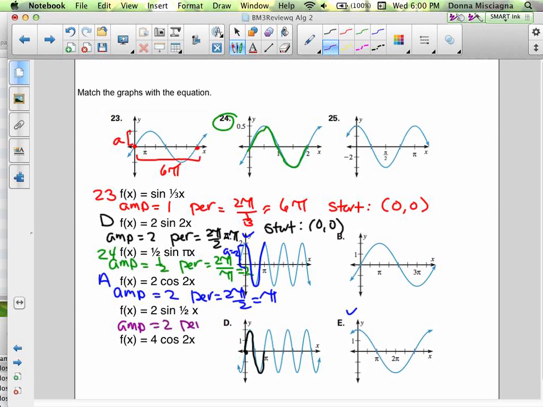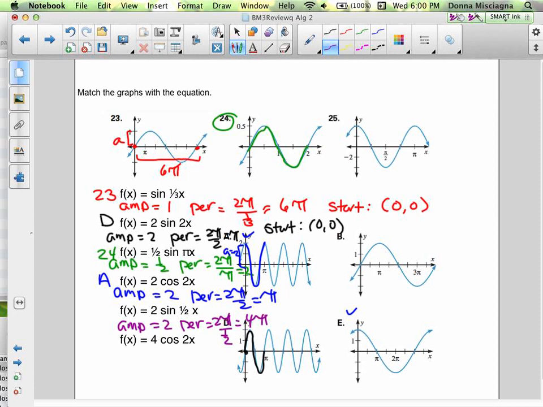The period is 2 pi divided by 1/2. That's the same as 2 pi times 2, so that's going to be 4 pi. There was only one graph that had a period of 4 pi left.